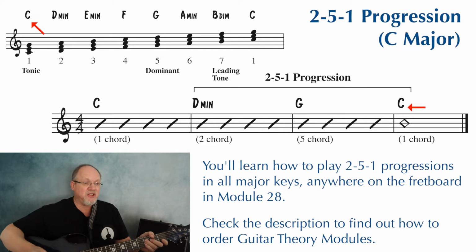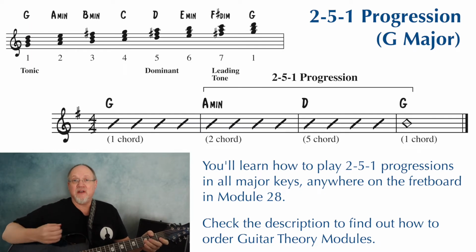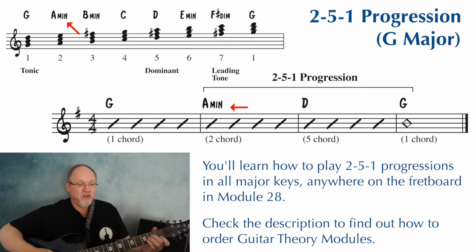Here's a progression in C major with a 2-5-1 at the end. So C is the 1 chord, D minor is the 2 chord, G is the 5 chord, and C is the 1 chord. So 2, 5, 1.